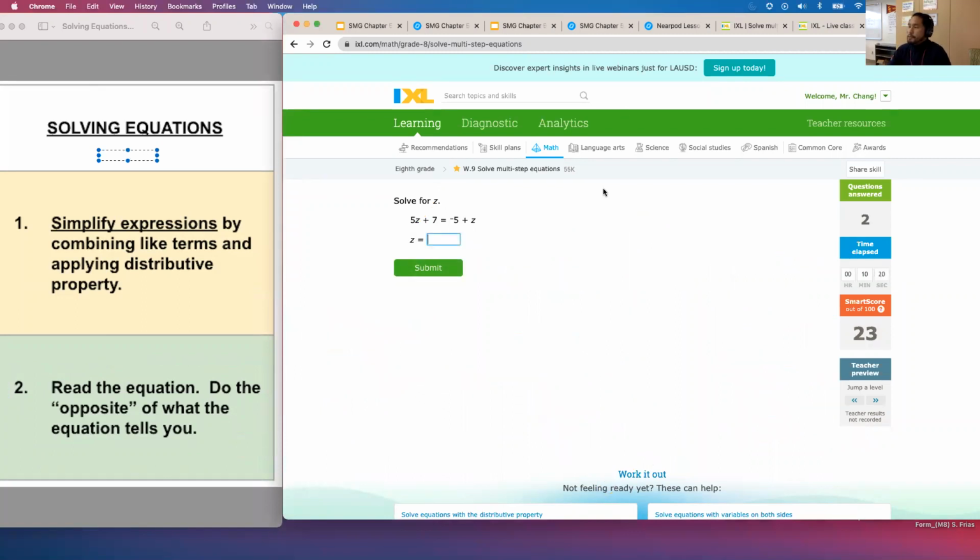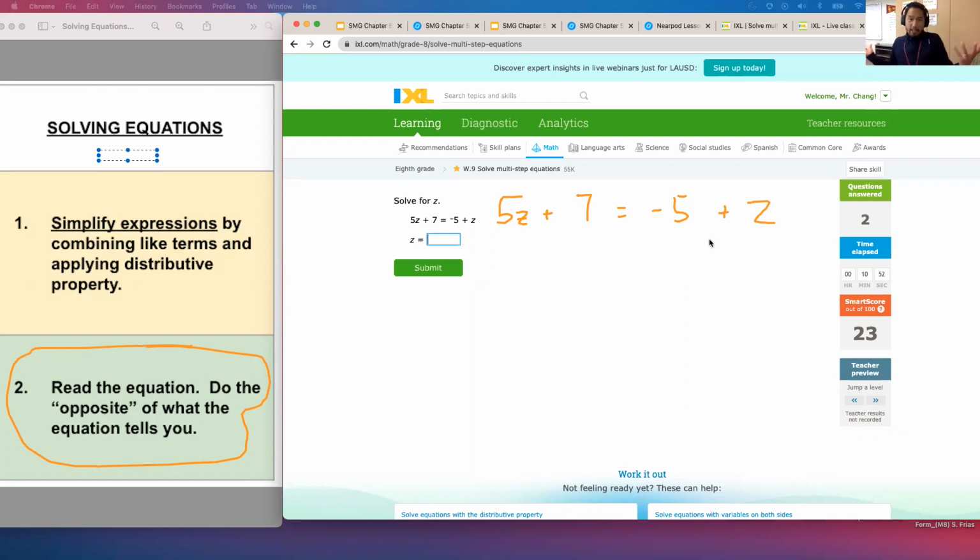I'll do one more example. Oh, I love this. Okay, 5z plus 7 equals negative 5 plus z. That's my original equation. I'm going to do the opposite of what the equation tells me to do. And that's how I'm going to get all my z's, all my variables on one side, and all my constants, the 7 and the 5 together on the right side of the equation. And then that's how it's going to help me solve.